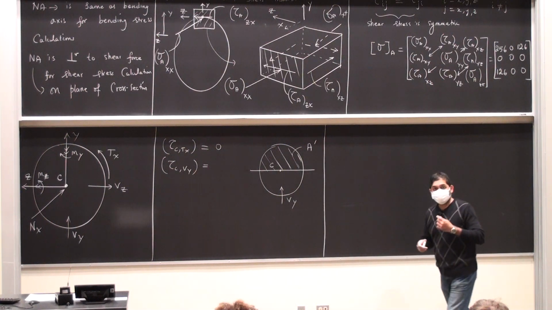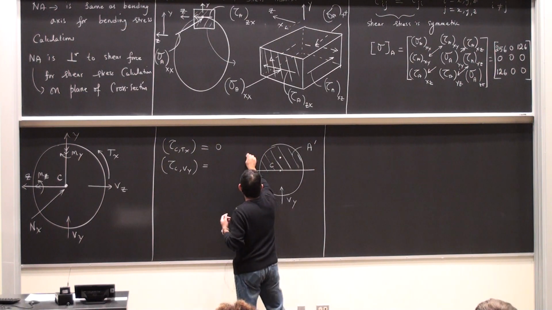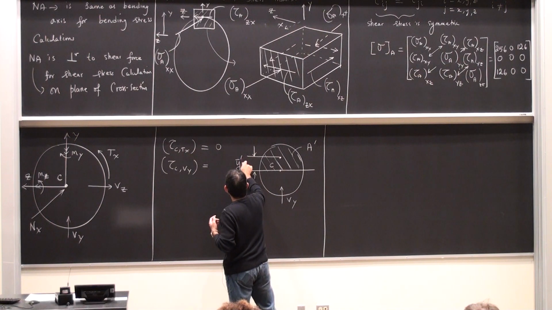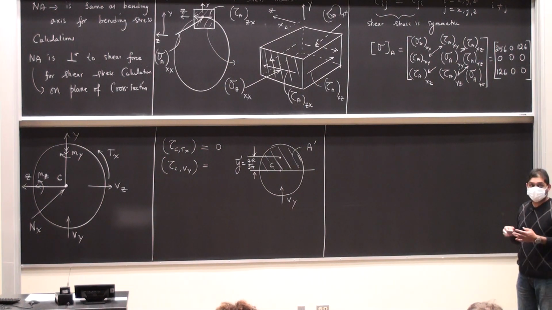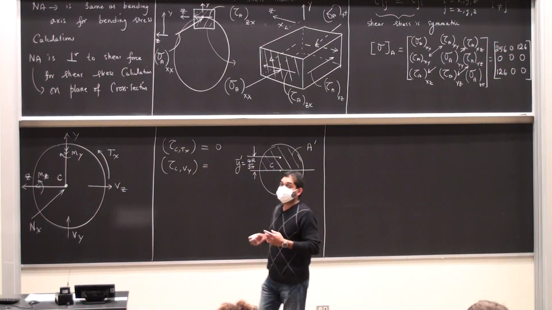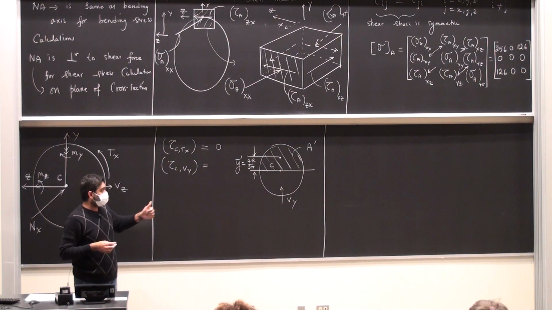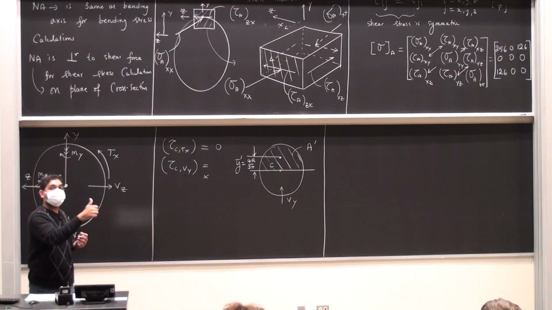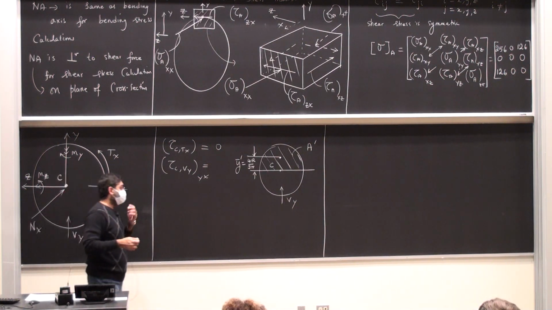This becomes my A prime, and then I have the Y bar prime, 4R by 3 pi. So these are non-zero, so I can actually calculate it. What is the direction of the shear stress? The subscript on the second index is going to be x, because the area normal is x. The direction of the shear force is y, so this is tau yx. And so this is VyQ by IT.